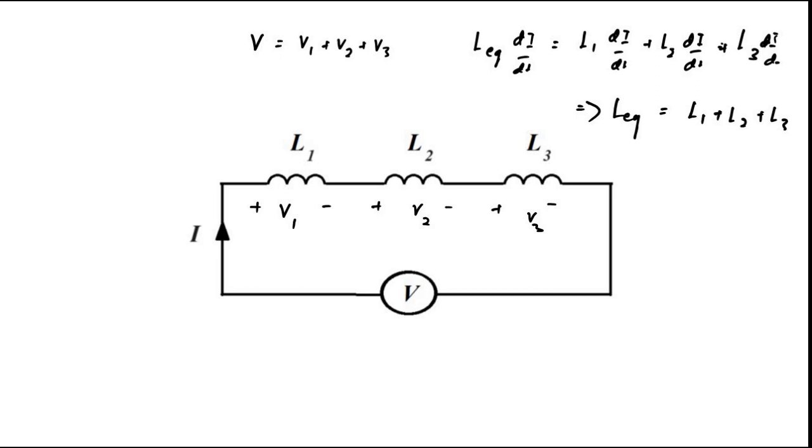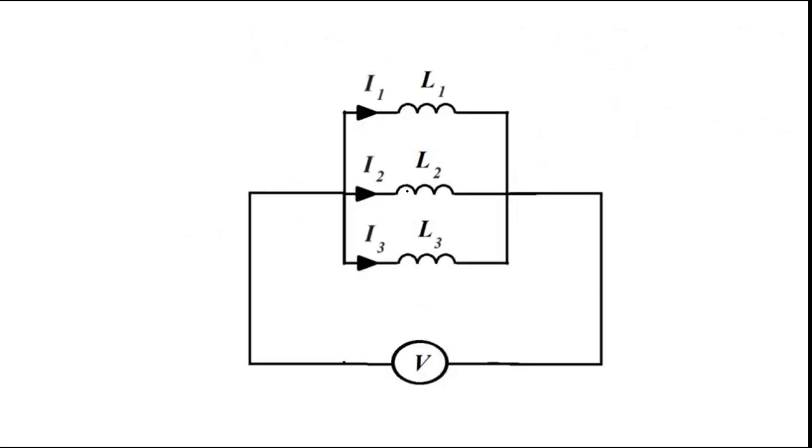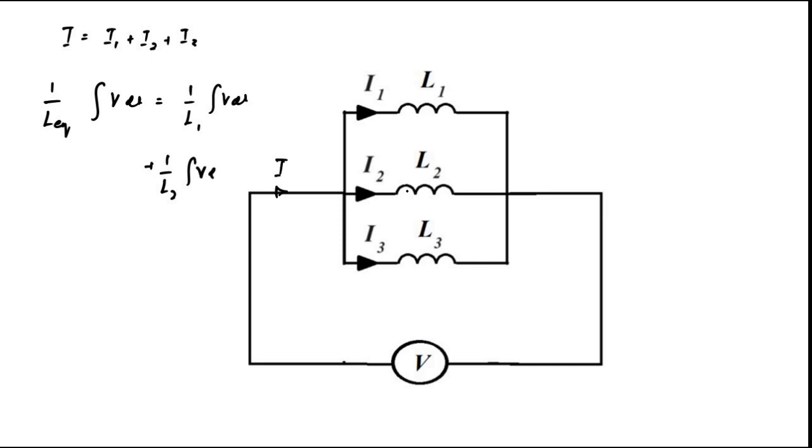In case of parallel inductance, with the same potential difference, KCL will come into play. Let us say we have a total current I, so I is equal to I1 plus I2 plus I3. So I is equal to 1 by L equivalent integration of V dt, which is equal to 1 by L1 integration of V dt plus 1 by L2 integration of V dt, because the same potential difference is across each of the inductors, plus 1 by L3 integration of V dt. So V dt is common on both sides, and this becomes 1 by L equivalent equal to 1 by L1 plus 1 by L2 plus 1 by L3.